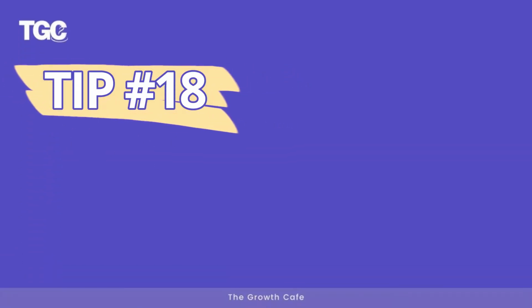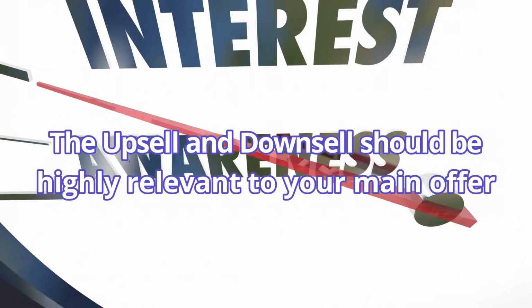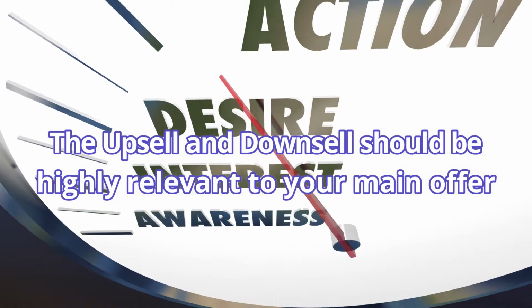Remember that trimming your form fields will help you increase your conversion rates drastically. Tip number 18, upsell and downsell. Try adding an upsell and downsell to your main offer. The upsell and downsell should be highly relevant to your main offer, and adjust your funnel.